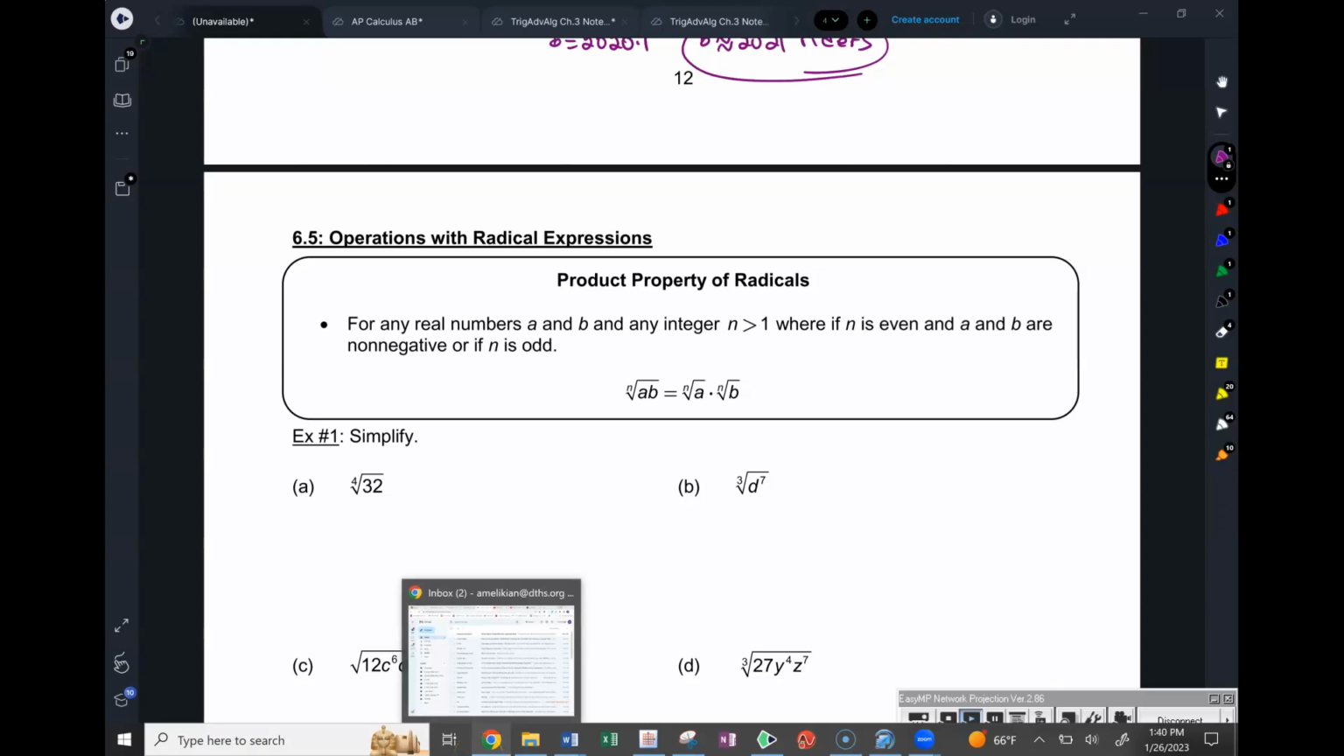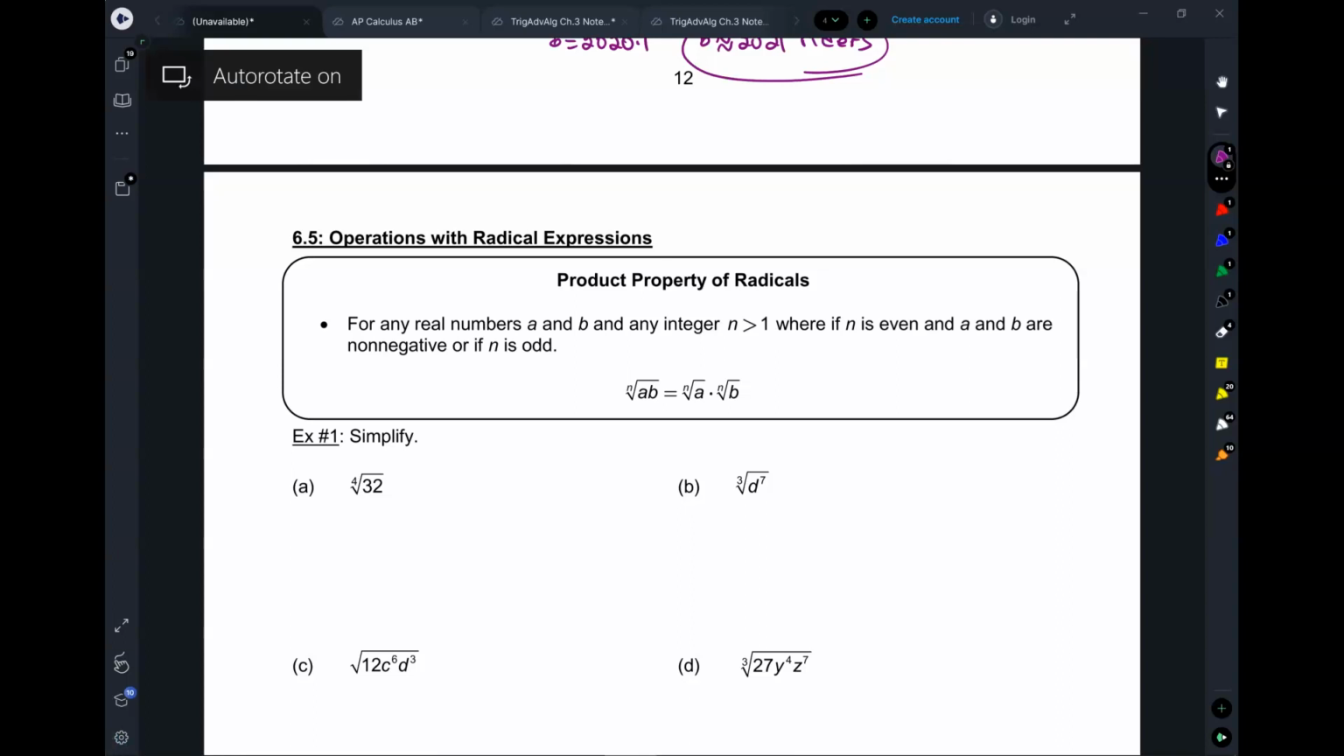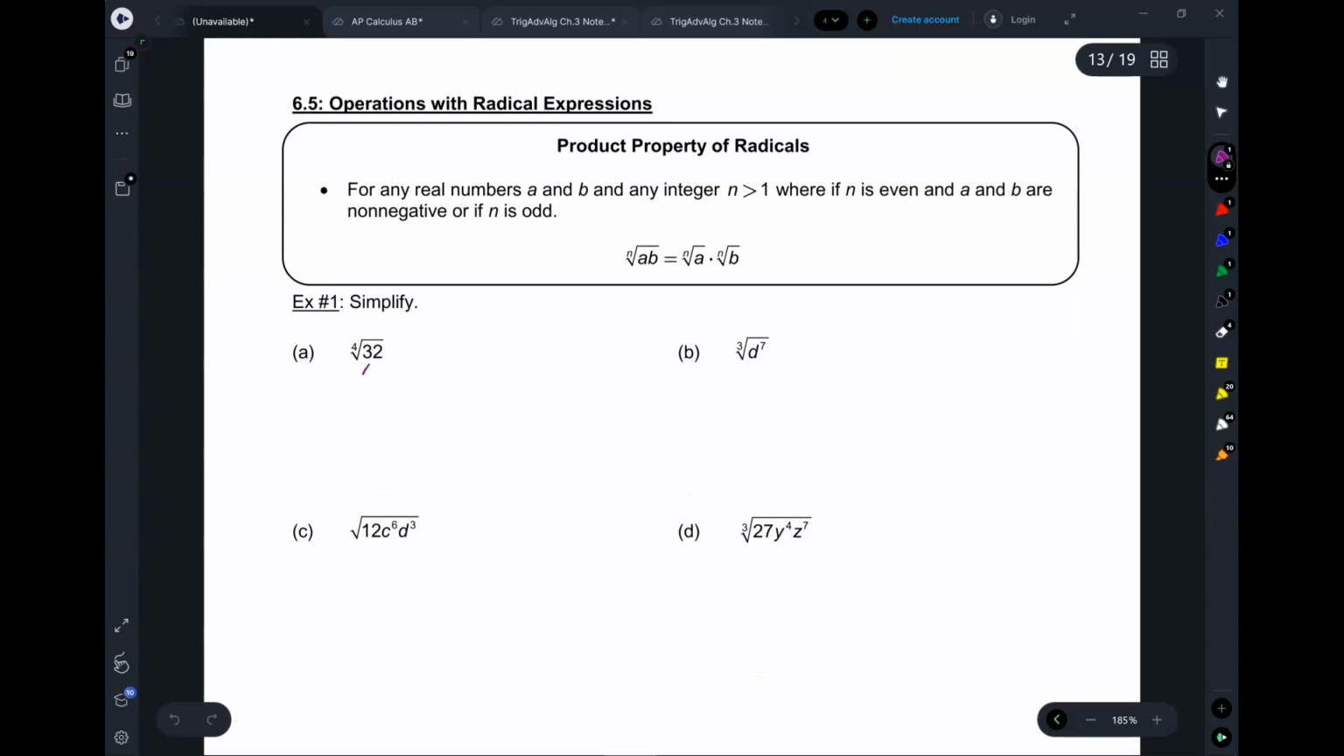Okay, so this is the property that we use here, for example. All right, so we have the fourth root of 32. What we're going to do with 32, let me just write it over here, is a factor tree.